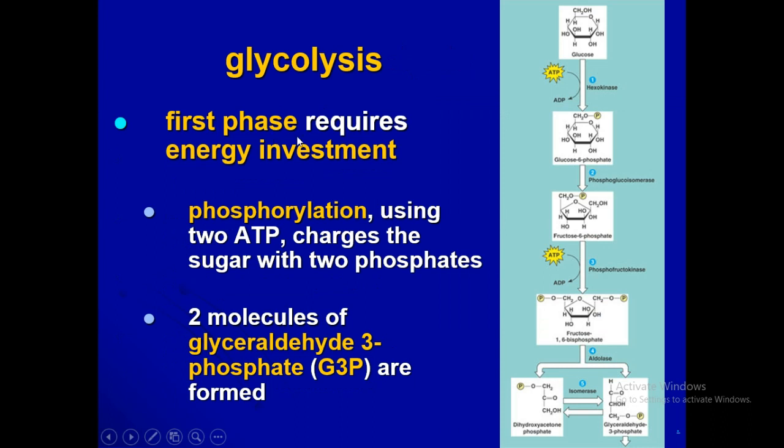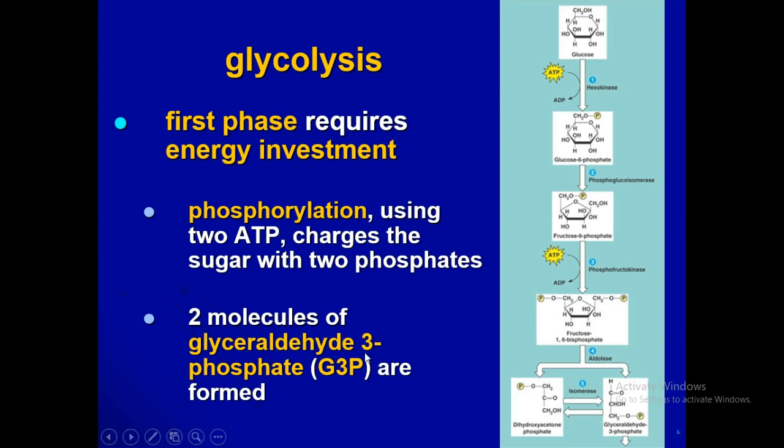So, the first phase, steps 1 to 5, requires energy investment. So, mag-invest ta og energy ani. So, mag-utilize tag ATP. So, as you can see here, nagamit ang ATP. So, na-convert siya into ADP and a molecule of phosphate, inorganic phosphate. Yeah. Asa nga steps guys. Sa step 1 o sa step 3. Okay, nagamit ta og duha ka ATP.